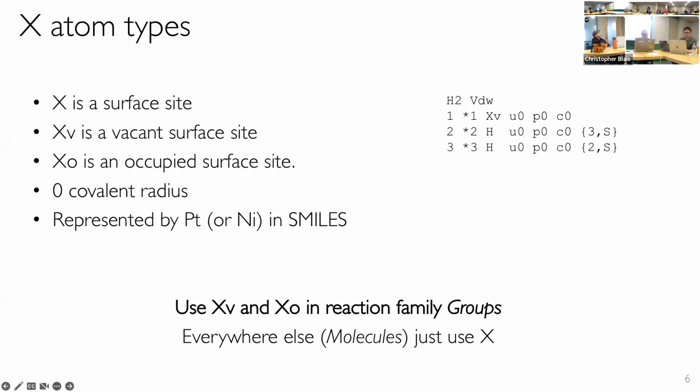So for this X atom type, I think we've actually changed this a little bit. Now at this point, you can specify X for any sort of surface site, whether it's a vacant surface site or an occupied surface site. But it's meant to represent the metal that you're using within your mechanism. So we have platinum or nickel, but we've also added a whole slew of other metal atoms to the database, including rhodium, iridium, etc. But you basically just use this X atom as your single surface site.